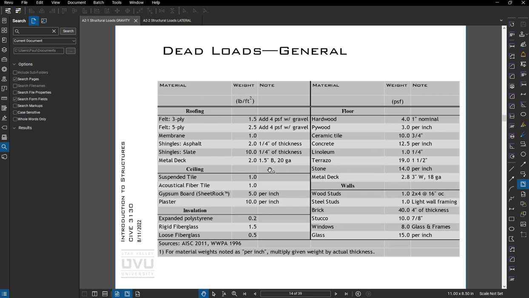So if I have roofing, maybe membrane roofing, it's a pound per square foot. Metal deck, say around 2, and you can look up the actual deck and dial that in, but 1.5 inch B deck is 2 pounds a square foot, which is common roof deck. Ceiling, gyp board, so sheetrock type, 5 pounds per square foot per inch. It's important to remember that this is per inch. So if I have 5/8 sheetrock on a ceiling, then I'll multiply that number by 5/8. Okay, so you can play around with that.